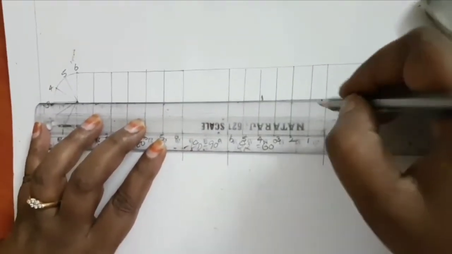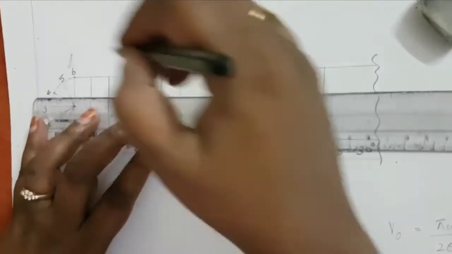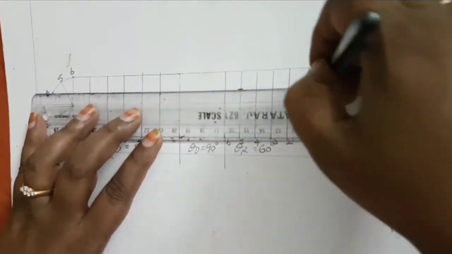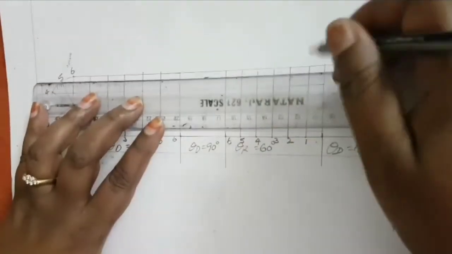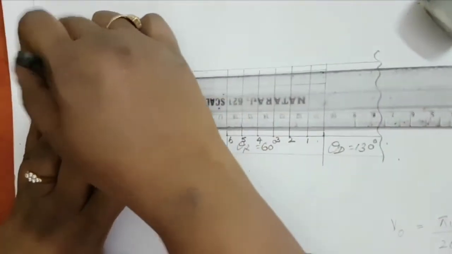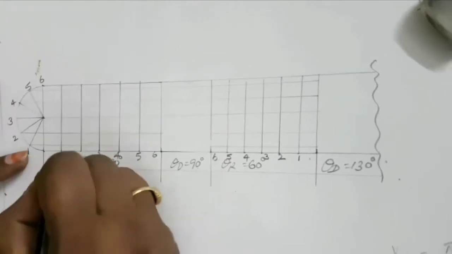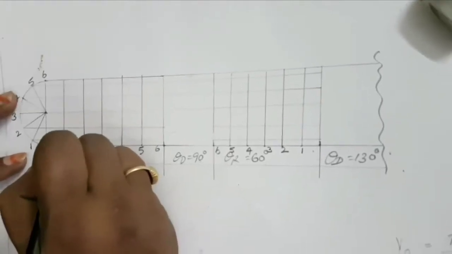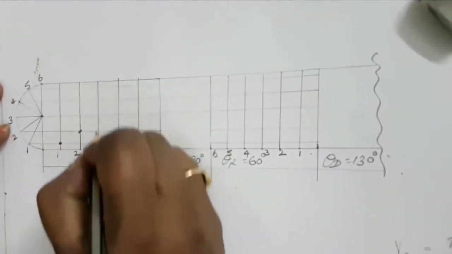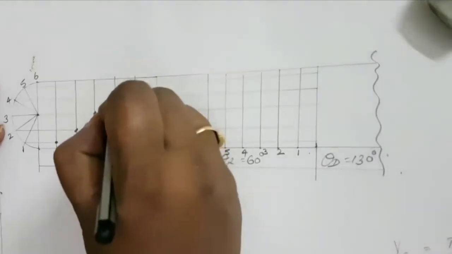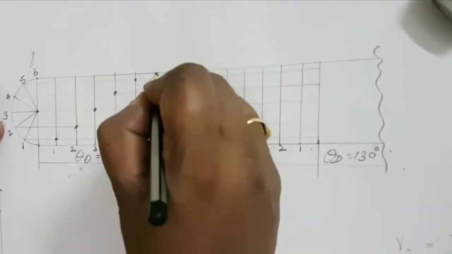Like this. Now wherever it meets the 1 and 1. So if you are taking simply 1 and 1, this is the point. 2 and 2. 3 and 3. 4 and 4. 5 and 5 and 6.